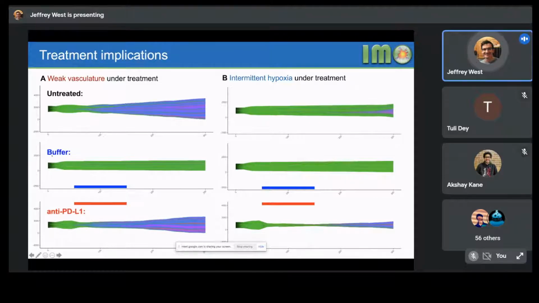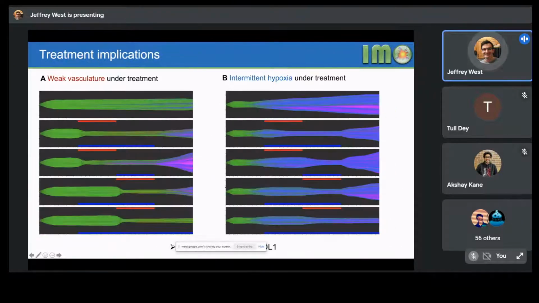So the other drug we have is buffer, which essentially eliminates acidic conditions within the tumor. And that slows evolution of acid resistance. So you can see that in both of those cases, it has a marked effect on the evolution of a tumor over time. And we can also look at the timing of those different treatments.